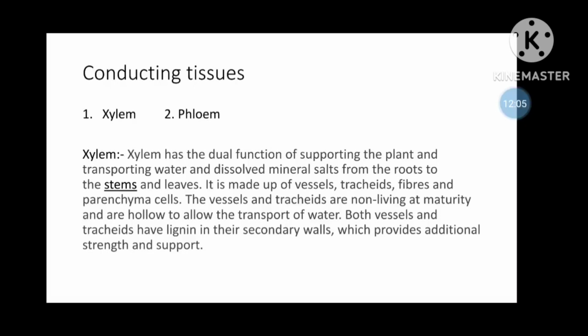The vessels and tracheids are non-living at maturity and are hollow to allow transport of water. Vessels and tracheids have lignin in the secondary wall, which provides additional strength and support to the plant. Means out of these four cells, vessels and tracheids are mainly involved in the transportation of water. Fibers and parenchyma cells are involved in supporting the plant.